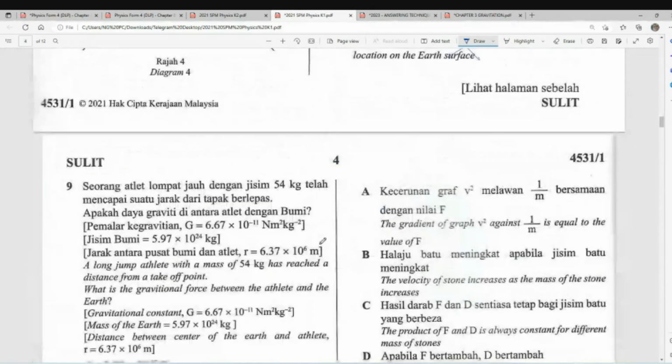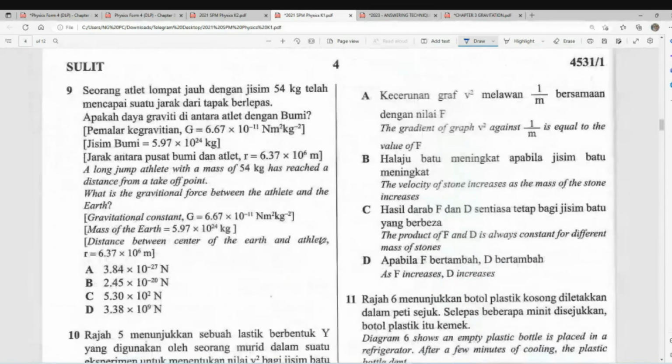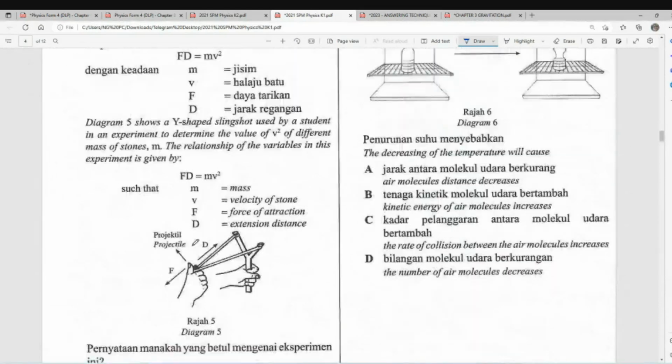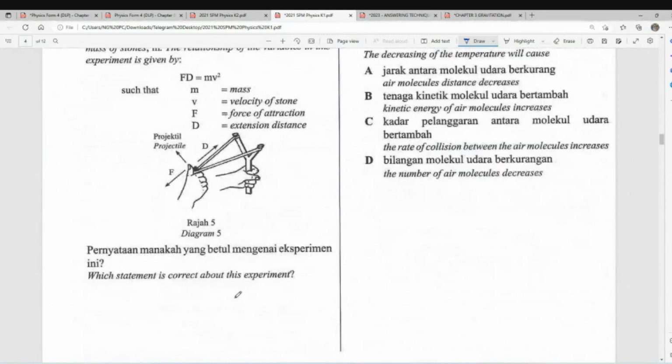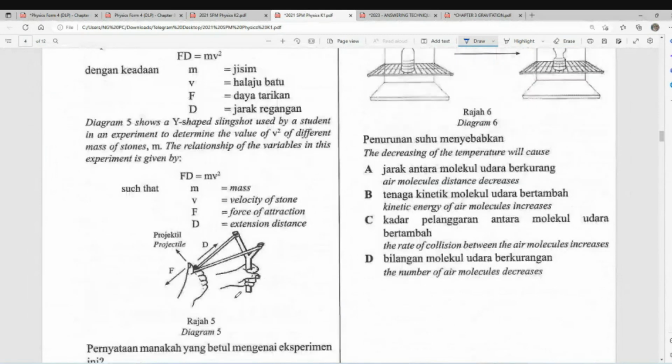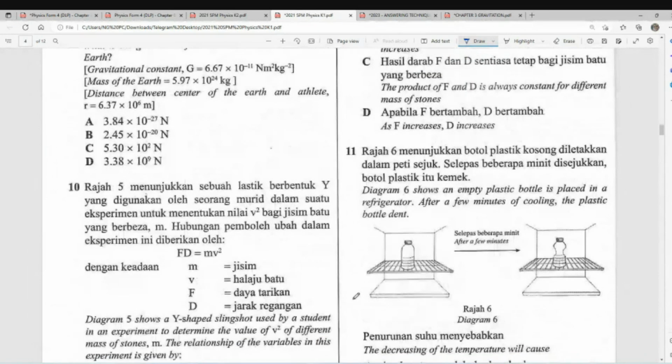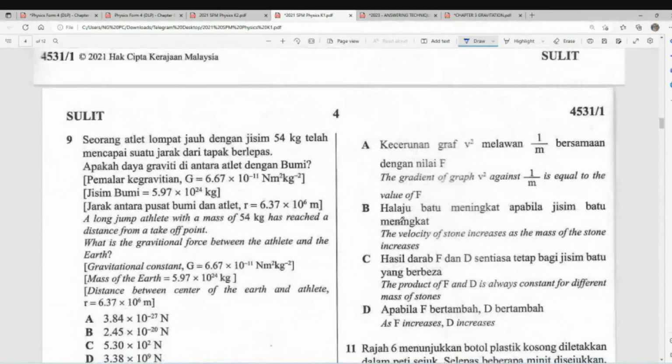And the next one: what is the gravitational force between the Earth and the Earth? This one is a substitution into the formula, so nothing important to discuss. This one also gives you the formula. What about this experiment? You have to look at the formula provided here, and then study the relationship.